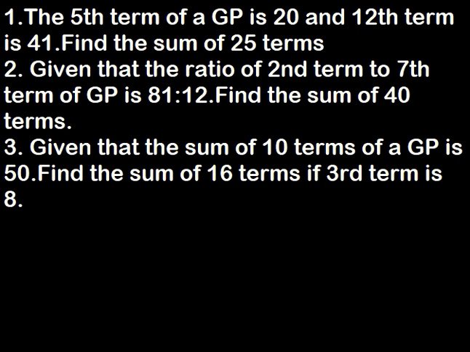So now let's see how we can go for these equations. So now the first question says that the 15th term of a GP is 20, and the 12th term is 41. Find the sum of 21 terms.